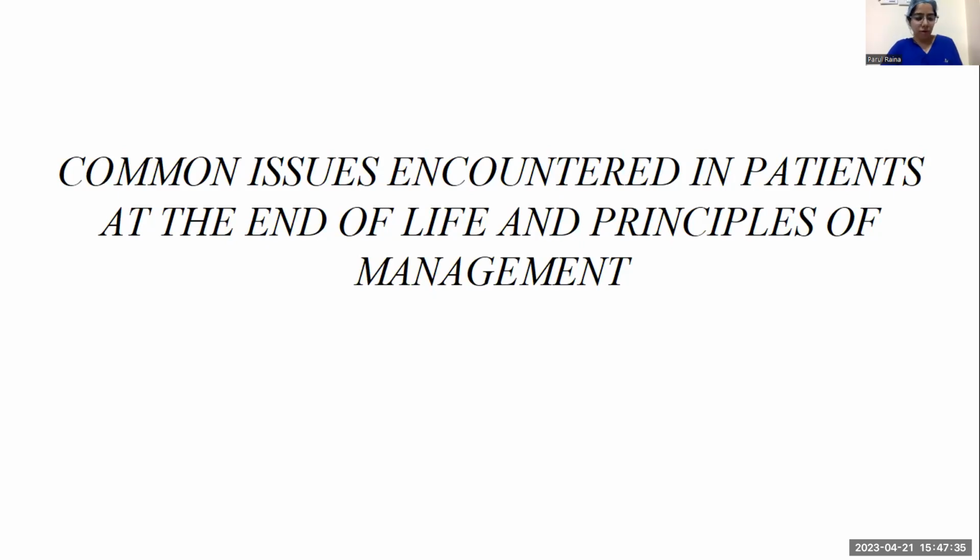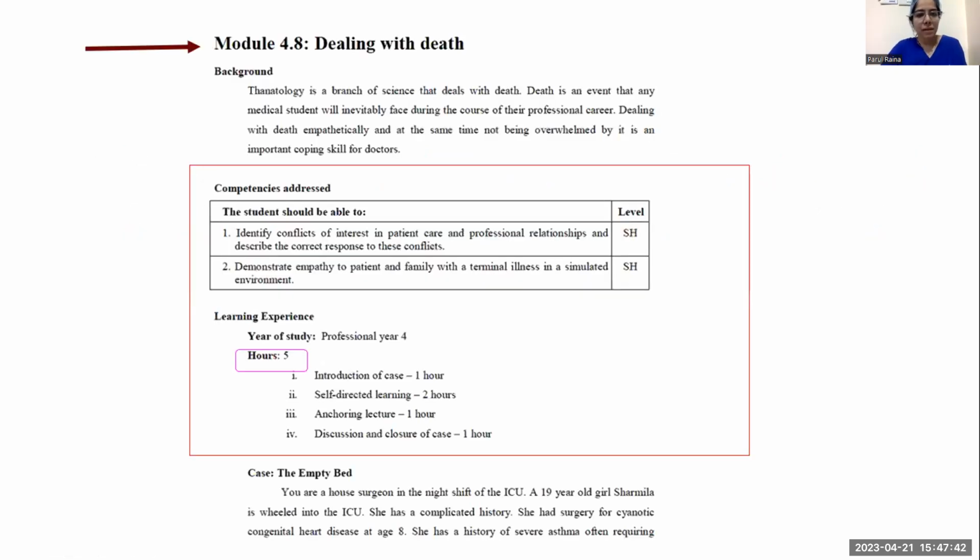The topic for our group was the common issues encountered in patients at the end of life and the principles of management. This has been mentioned in the EdCom module 4.8, dealing with death. Competencies addressed are that the student should be able to identify the conflicts of interest in patient care and professional relationships and describe the correct response to these conflicts, and to demonstrate empathy to patients and family with a terminal illness in a simulated environment. The level is they should be able to show how it is done.